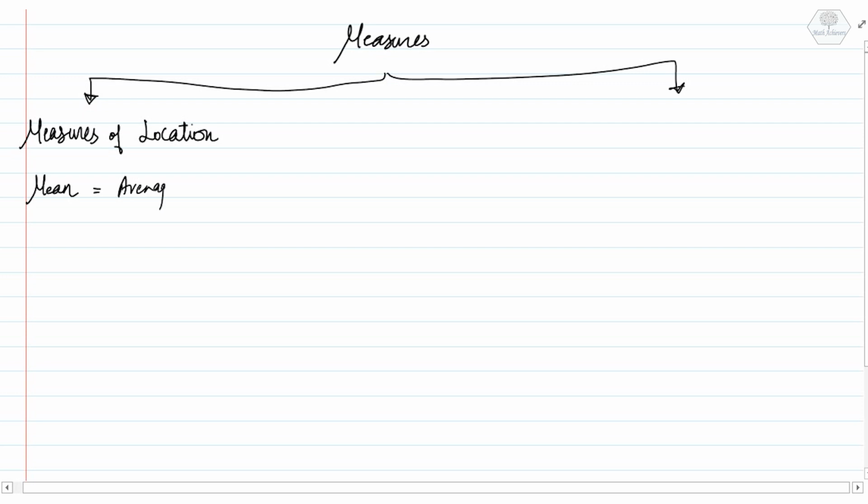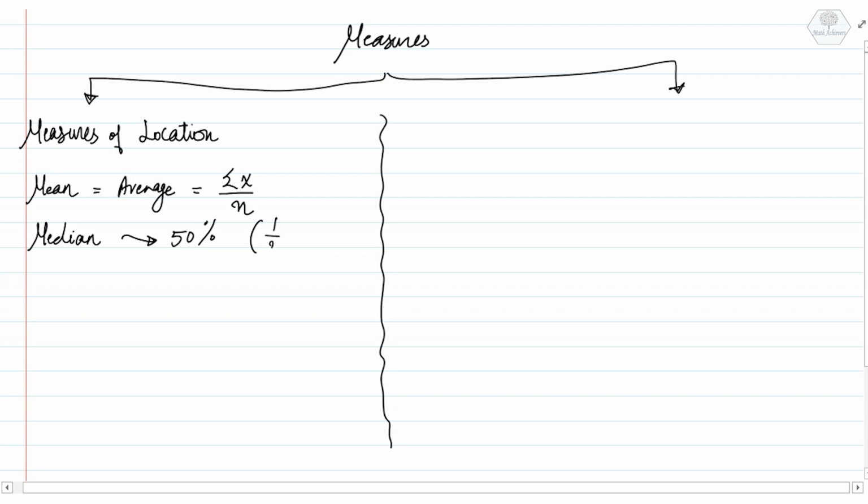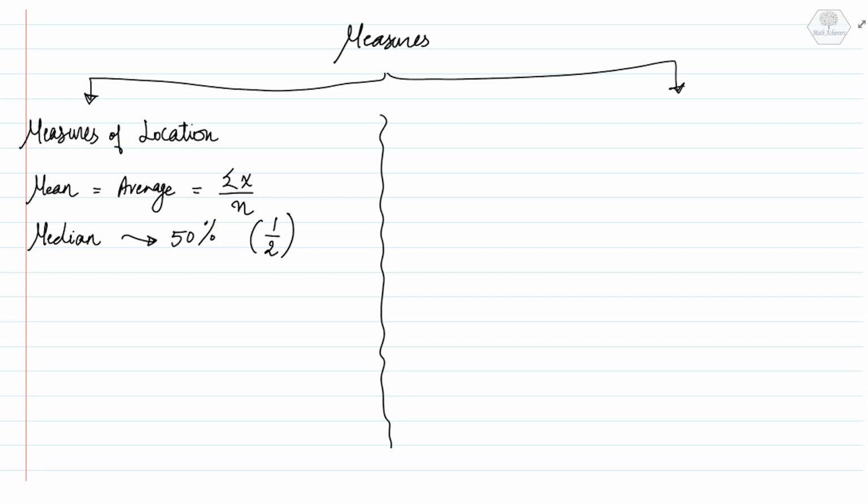Simply, we sum our data and we divide by its number. This is my mean. It finds the average of my data. Another measure of location is the median. The median is the 50% of my data, or where half of my data is located. We can calculate the median after ordering our data in ascending order.